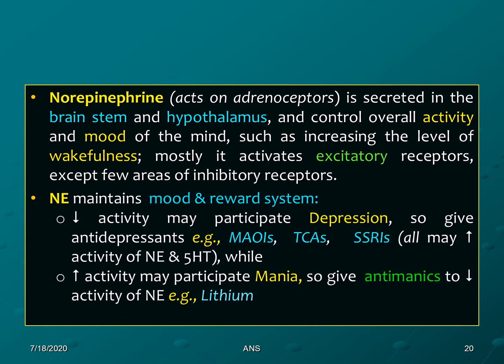It maintains mood and the reward system. So two things, mood and reward. So decreased activity may precipitate depression. So to treat depression, we will give antidepressants which will increase the activity of norepinephrine and serotonin, in groups like monoamine oxidase inhibitors, tricyclic antidepressants, selective serotonin reuptake inhibitors. We will study them later on when we study depression.